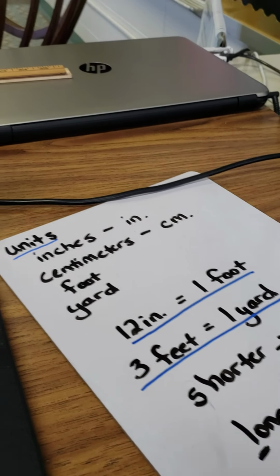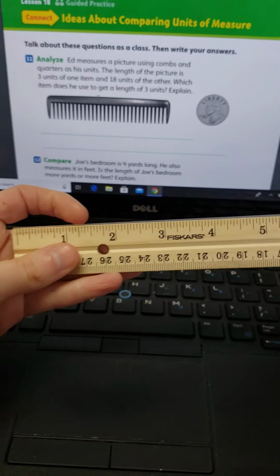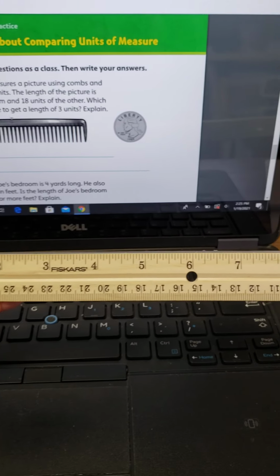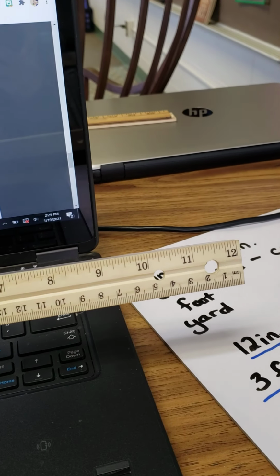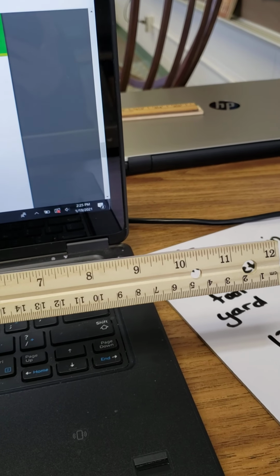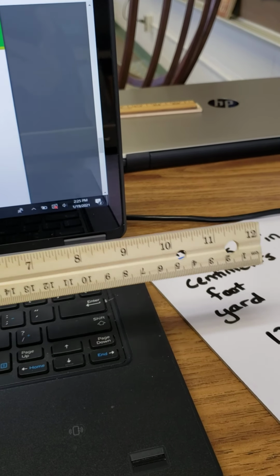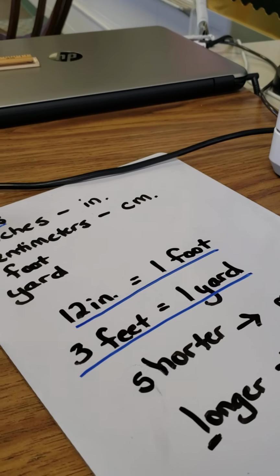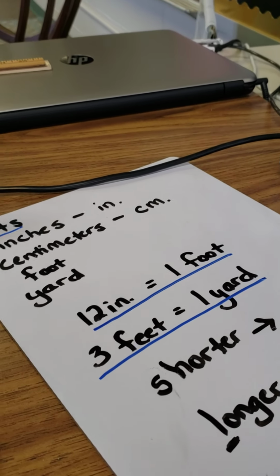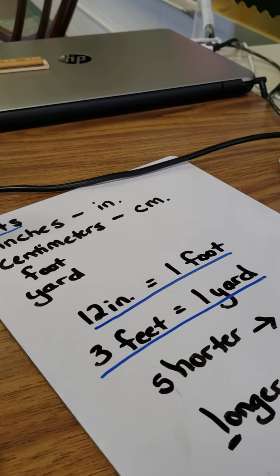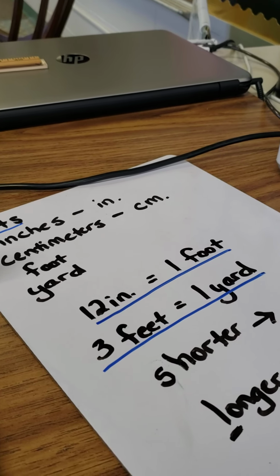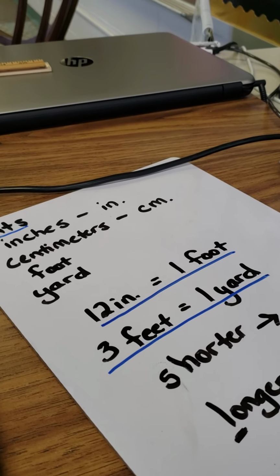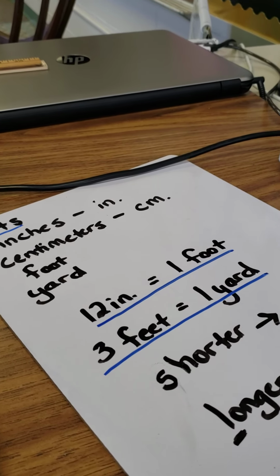All right. On my ruler, I have inches. Those are the larger ones on the top. I have 12 altogether on my ruler. And if I look over here, I see that 12 inches is how many inches I have in 1 foot. So the length of a ruler is 12 inches long, but I could also say that it's 1 foot long.